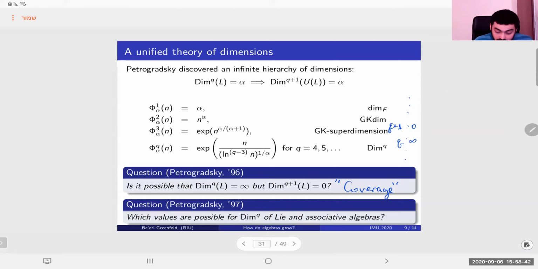And the second question, which is not less natural, is the flexibility question. So you have an infinite sequence of dimensions. You want to know which values are actually possible. For example, the first dimension, the vector space dimension, only positive integer values are possible. The GK dimension, you cannot have values between 0 and 1, and it gets more and more complicated.